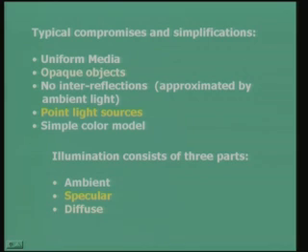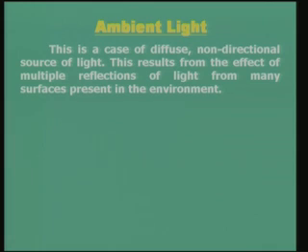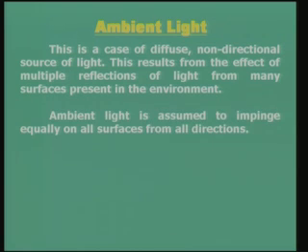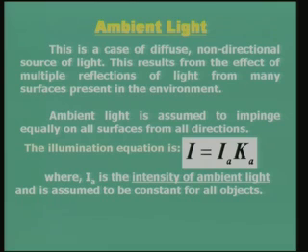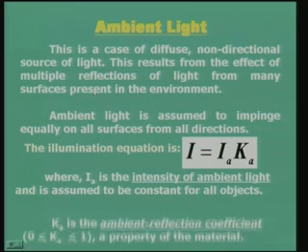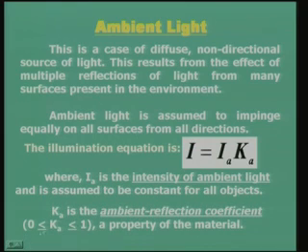One is an ambient term, another is a specular term, another is a diffuse term. The ambient light is a case of a diffuse non-directional source of light which results from the effect of multiple reflections of light from many surfaces present in the environment. Ambient light is assumed to impinge equally on all surfaces from all directions. This also we know, and the illumination is considered to be an equation like this, where we have IA as the intensity of ambient light, assumed constant for all objects, and K is the ambient reflection coefficient, varying from 0 to 1, which is a property of the material. This K is related to the rho which we talked about, the surface reflectivity, and we have a constant for the object surface in terms of ambient illumination.